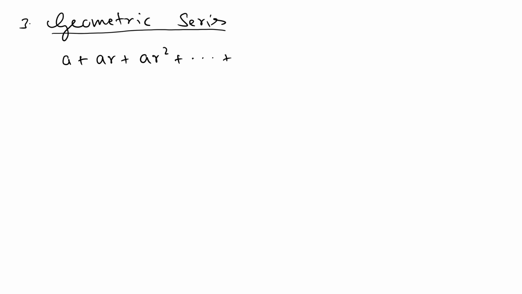If you look at the general term, it looks like ar^(n-1). Why minus 1? You can see that the first term doesn't have an r. So the r to the 1 actually comes with the second term. That's why I say n minus 1. Now this series you can write in this form: the sum of ar^(n-1), where n starts at 1 and goes to infinity. That is how you can write the series.